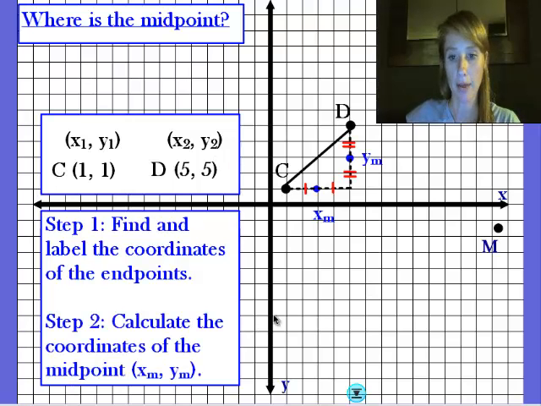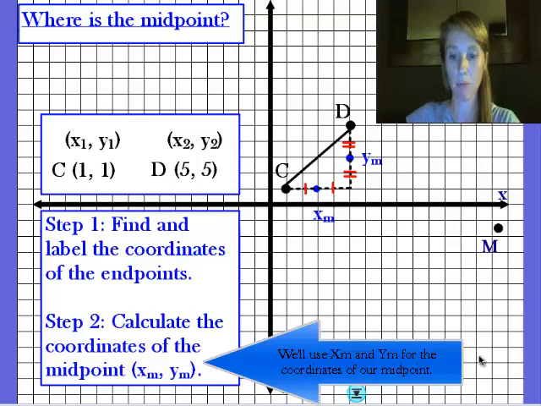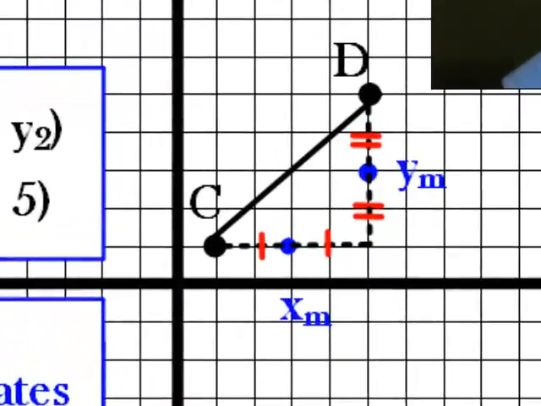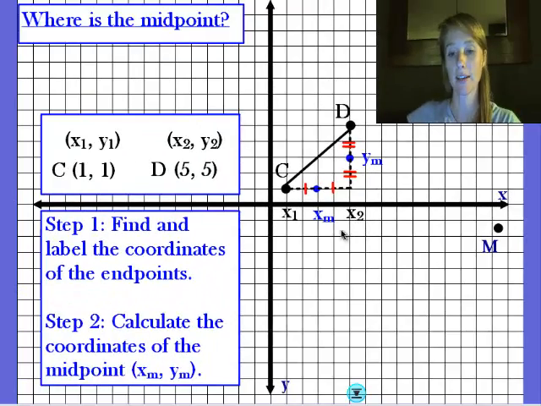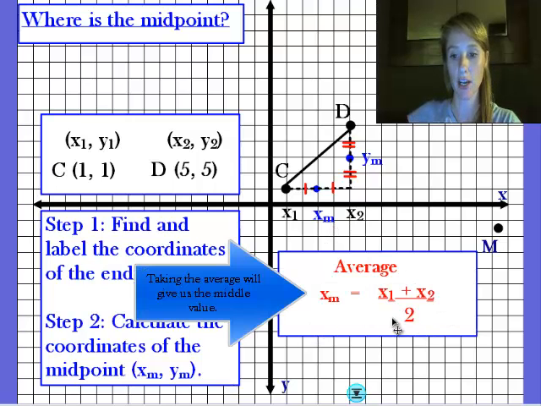Great. The second step, actually the last step to calculate the midpoint, is to calculate the coordinates of our midpoint. But before we do that, I want us to visualize something. To move from point C to point D, we had to travel along the x-axis. So the x-coordinate of the midpoint should be halfway along this path, or halfway between x1 and x2. So to calculate xM, what I'm going to do is take the average of my x1 and x2 values.